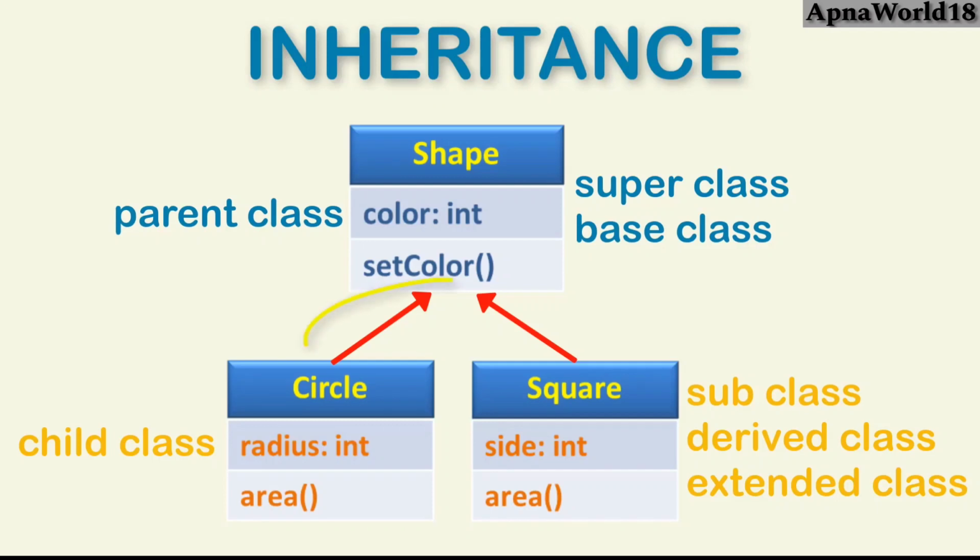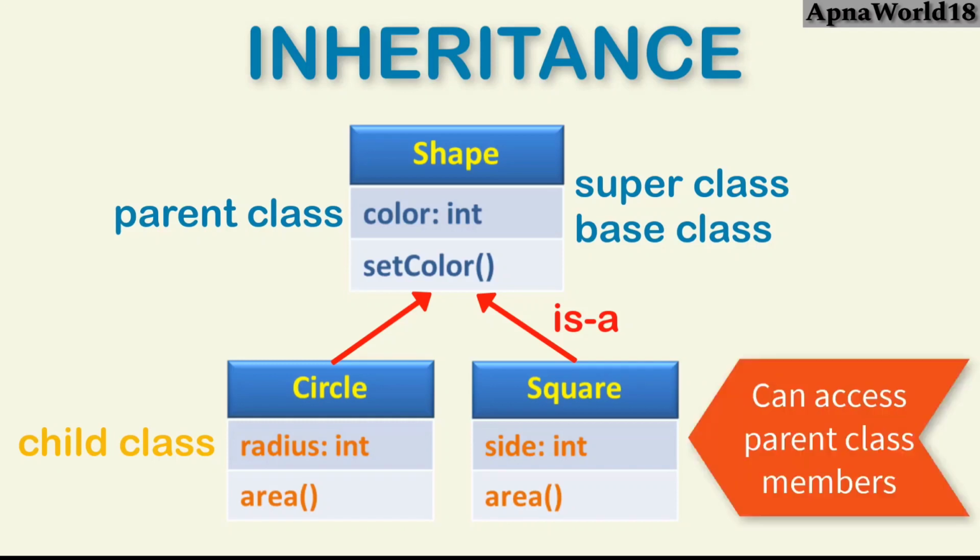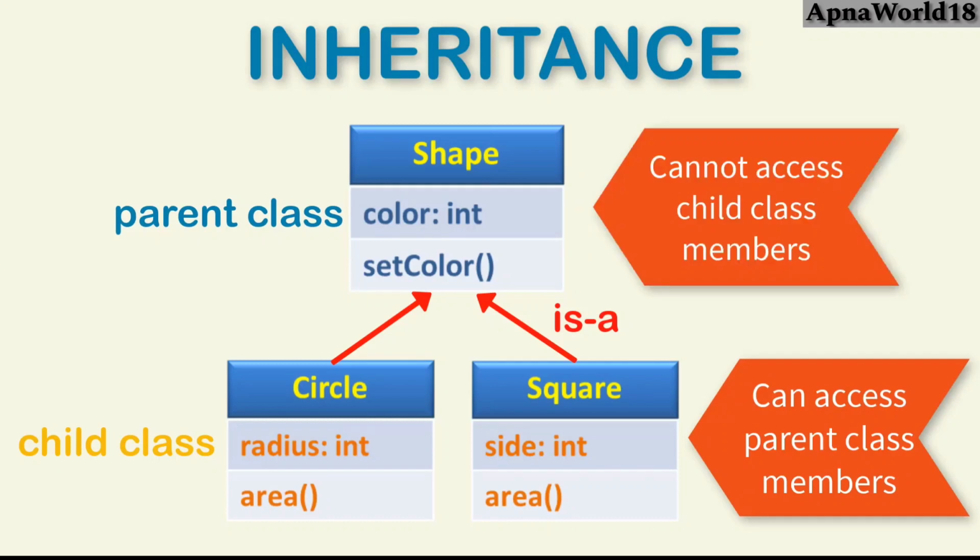To show inheritance, you will see the arrow always points from child class to its parent class. The arrow shows the inheritance relationship between the classes or an is a relationship. So it actually represents that circle is a type of shape. So the circle can access shape variable and methods, but shape cannot access anything of the child class.